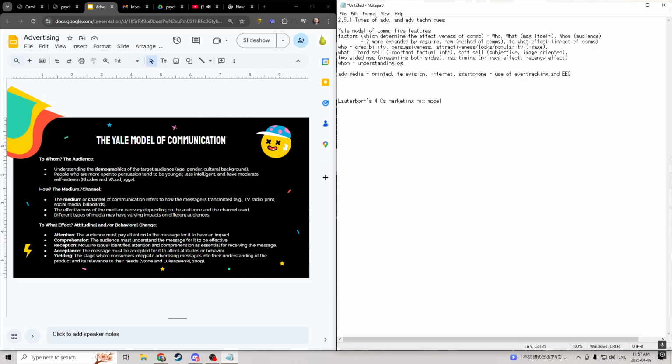Understanding of target audience. Of course, if you understand the target audience, then you can manipulate your message to be more persuasive to that target audience, which is why they just say it like that, because that's kind of the obvious explanation. And then additionally, we have this little fact here. Younger, less intelligent.